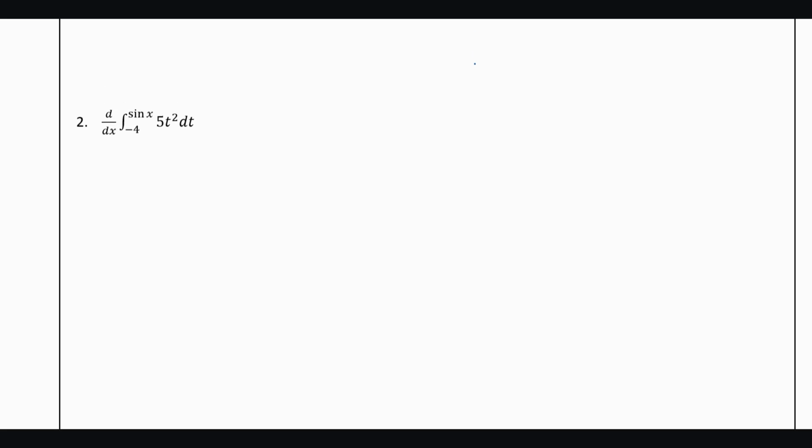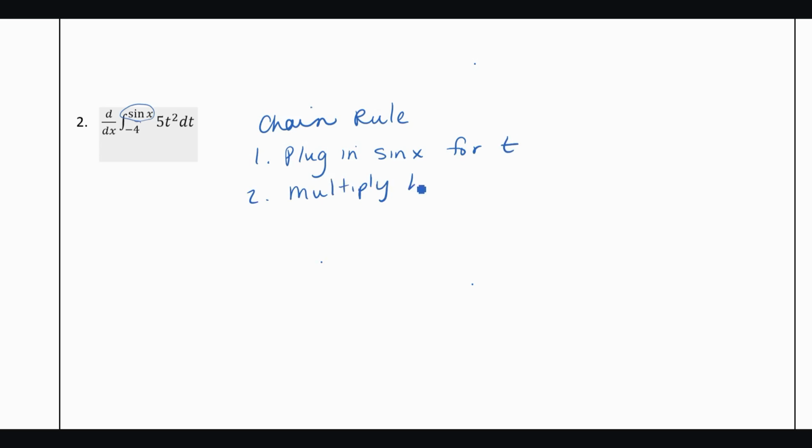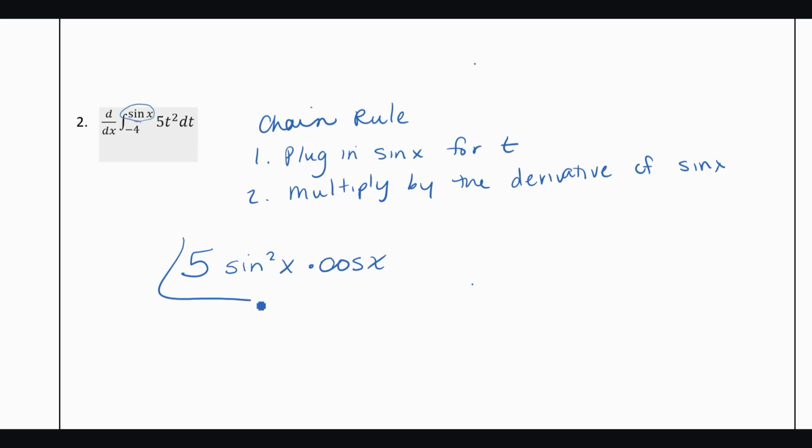Now, number 2 here, notice that what we have up here is not just x, it's a function. So here we're going to have to use the chain rule. The first thing we're going to do is plug in the sine of x for t, and then we'll have to multiply by the derivative of sine of x, which we know is cosine of x. So putting it into t squared would be sine squared of x times the derivative of sine of x, which is cosine of x. So that would be our answer.